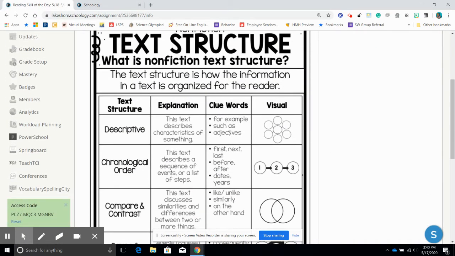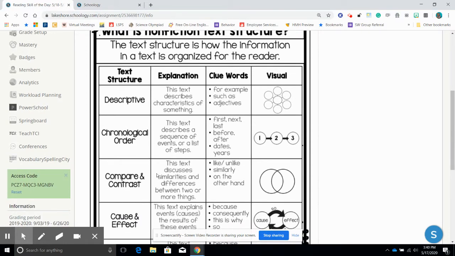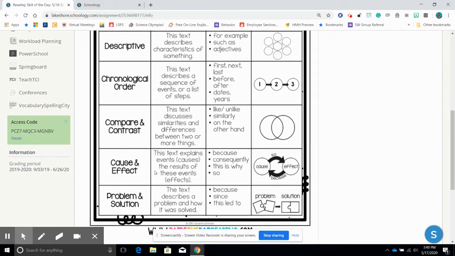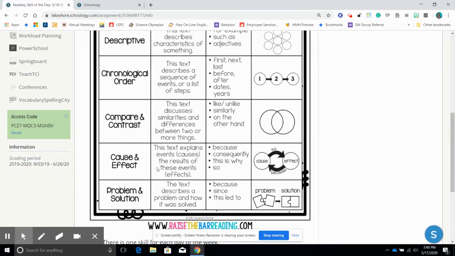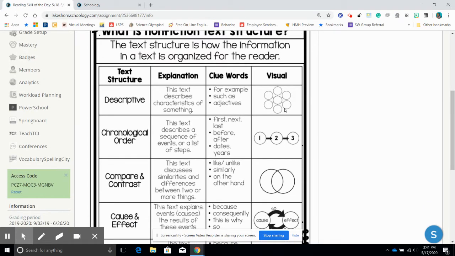So on this anchor chart, there are several different text structures. So for example, we have descriptive. Then there's an explanation here. It says that this text describes characteristics of something and it gives keywords. There's chronological order, where a text describes a sequence of events or a list of steps. Compare and contrast. This text discusses similarities and differences between two or more things. Cause and effect. The text explains events, which are causes that happen as a result of different events that are the effects. And then problem solution. This is text that describes a problem and how it was solved, including the steps that were taken to solve the problem. And then each of these has some different clue words and just as a visual, like how you might set that up in a graphic organizer.